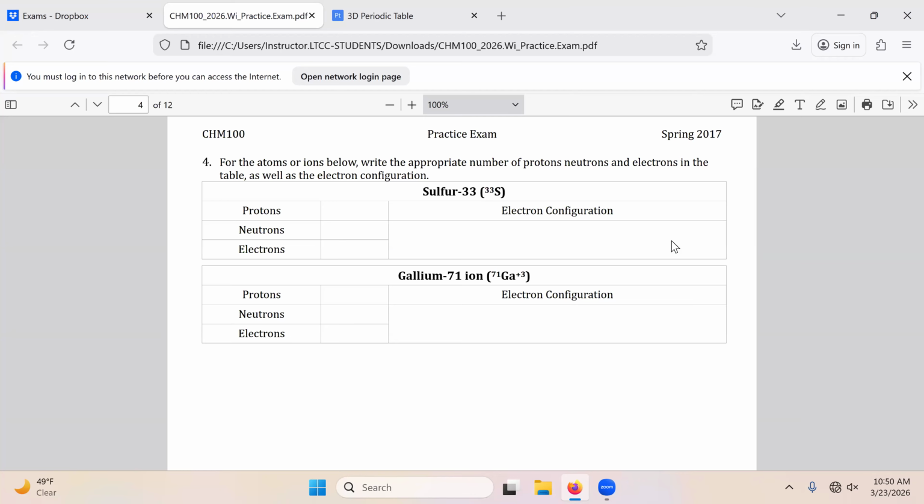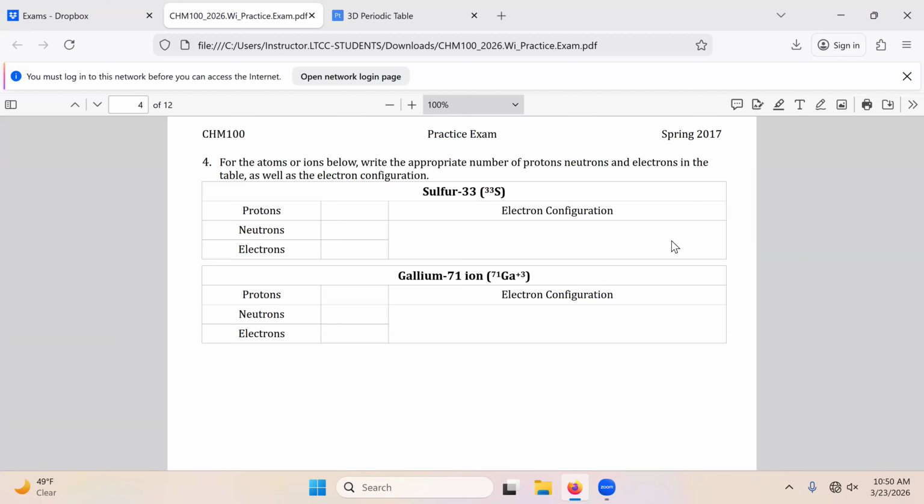Right? What tells us number of protons? The element, the atomic number, right? Number of protons is the same as the atomic number. So for sulfur, that's 16. And for gallium, 31. So we can fill those in right off the bat.